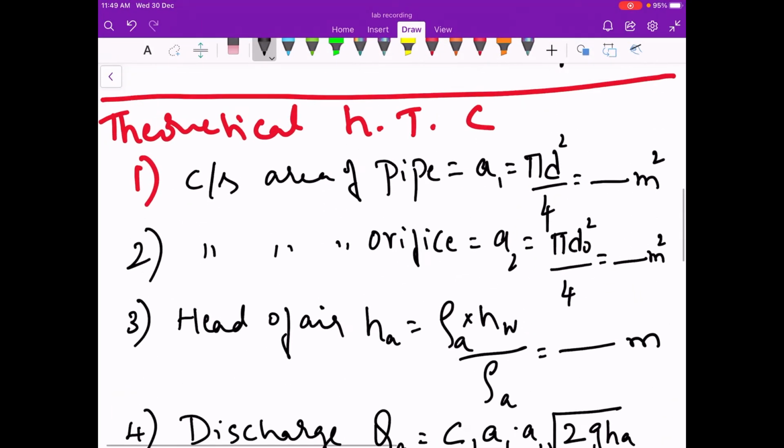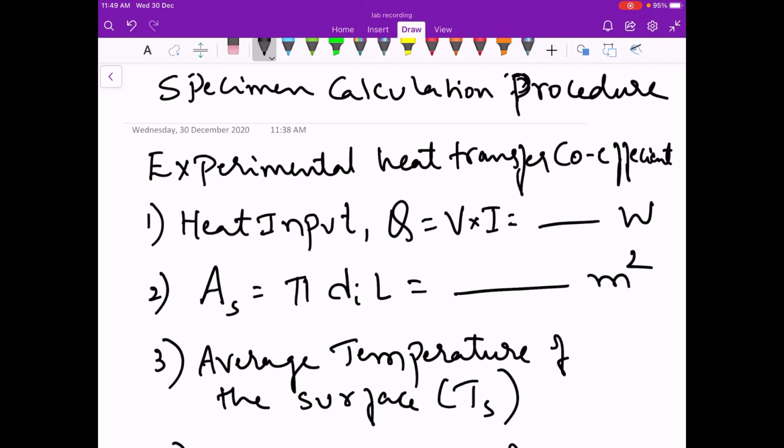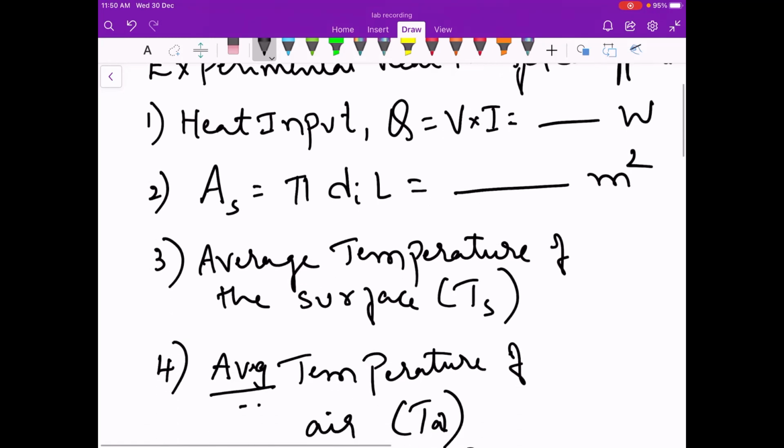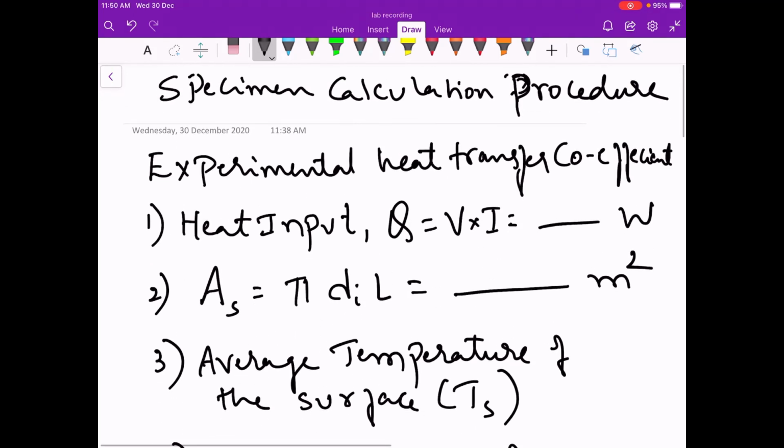Hello students, welcome back to this video on finding the heat transfer coefficient for forced convection inside a pipe. This is the specimen calculation that you should follow after the experiment has been carried out. Like that, you are supposed to find it for all the other values. First, Q equals V into I equals so many watts, and As, the surface area, is pi di into L.